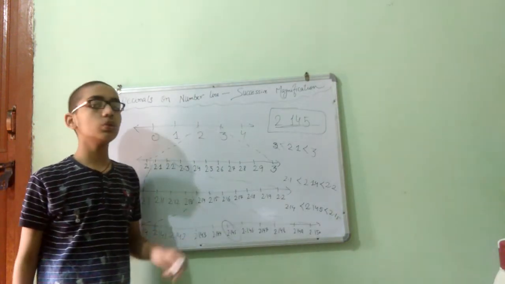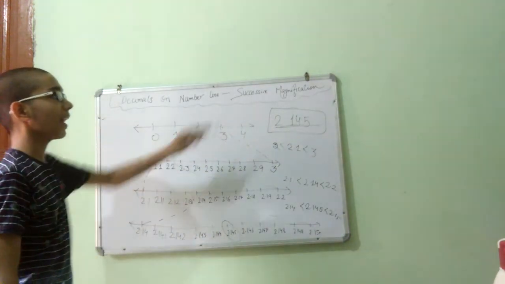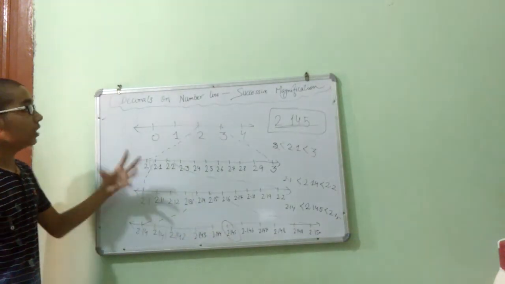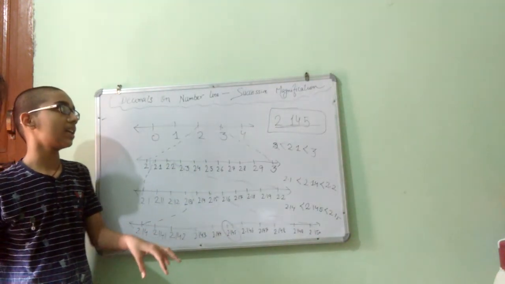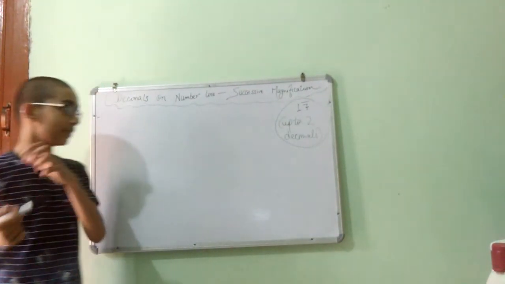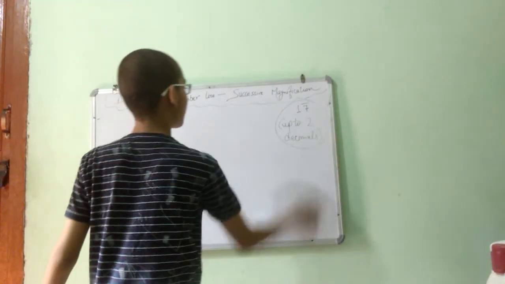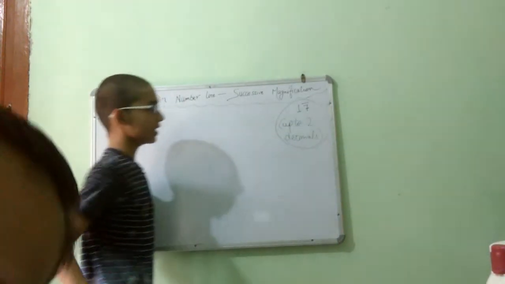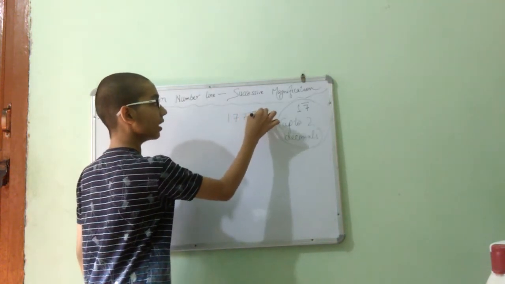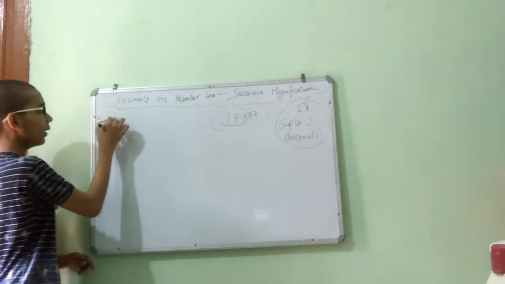I hope it is clear to you how we can represent terminating decimals on the number line by the method of successive magnification. Now let's learn how to represent non-terminating repeating decimals on the number line. See, 1.7 bar. Okay, we have to locate 1.7 bar on the number line up to 2 decimal places, because you can see 1.7 bar means 1.77 and so on. Okay, up to 2 decimals we have to locate it, so we can easily locate it.